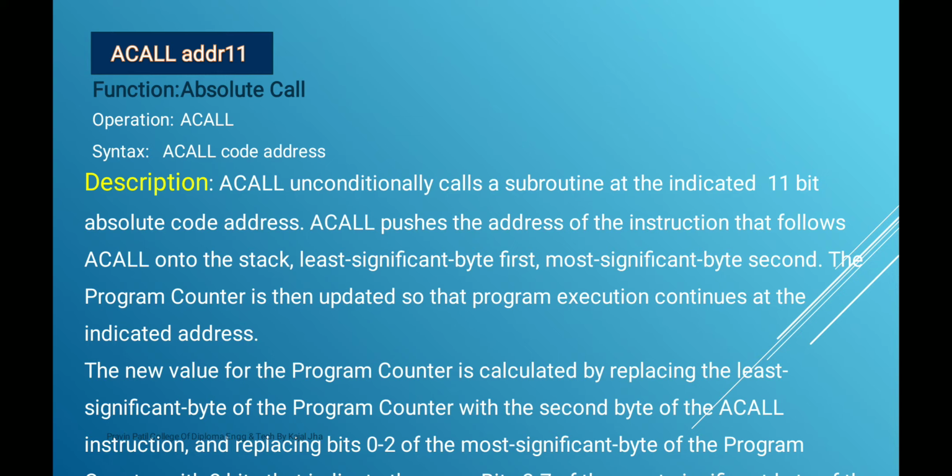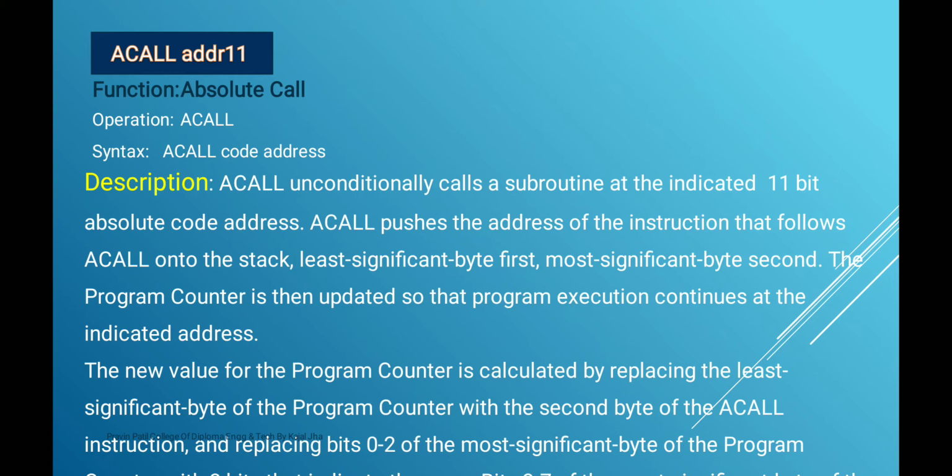ACALL pushes the address of the instruction that follows ACALL onto the stack, least significant byte first, then the most significant byte second. The program counter is then updated, so the program execution continues at the indicated address. The new value for the program counter, PC, is calculated by replacing the least significant bits of the least significant byte of the program counter with the second byte of the ACALL instruction, and replacing bits 0 to 2 of the most significant byte of the program counter.